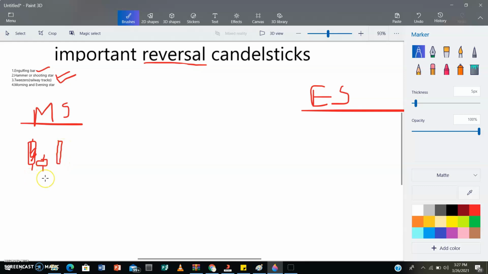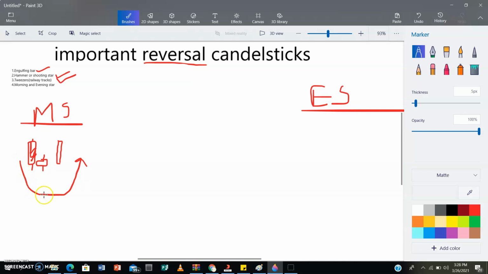So basically this occurs where? At the bottom of the trend. Why? Because we are looking for the market to make a U-turn and go up like that, right? So basically the first candle has to be bearish, indicating that the sellers are still in control since we're in a downtrend, right?